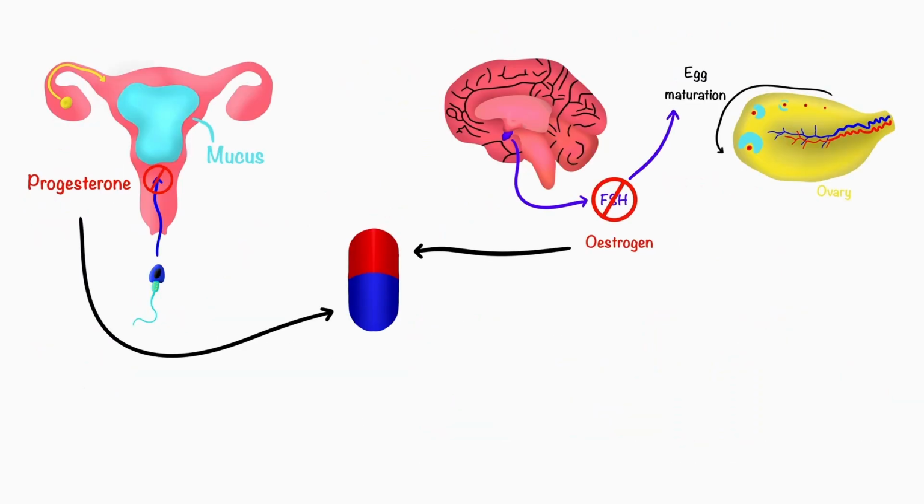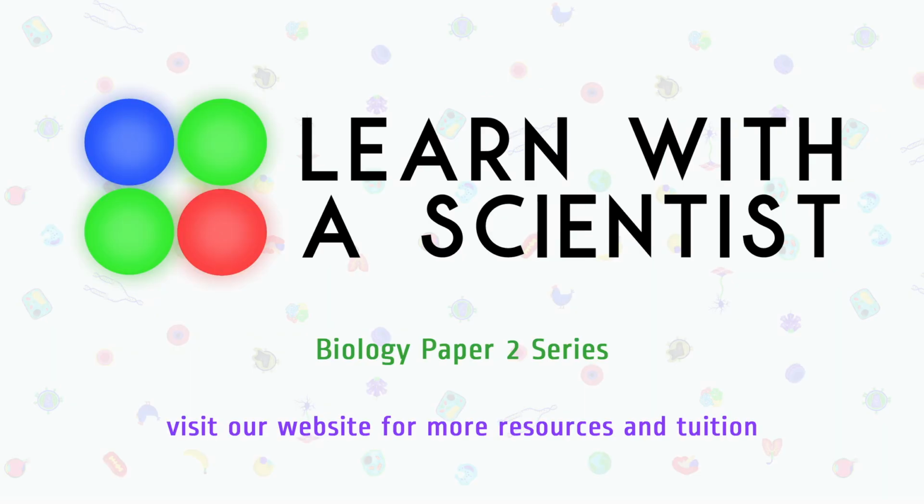In our next episode, we'll explore how an understanding of these hormonal mechanisms has led to the development of various contraceptive methods that help people plan their families.